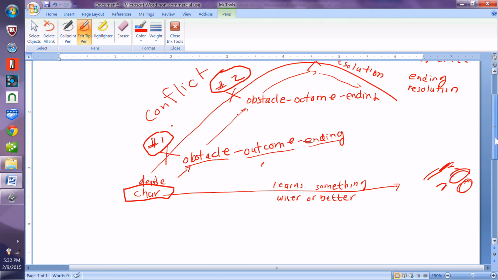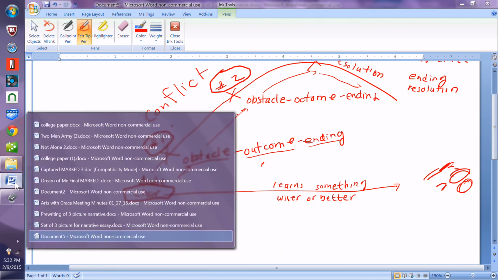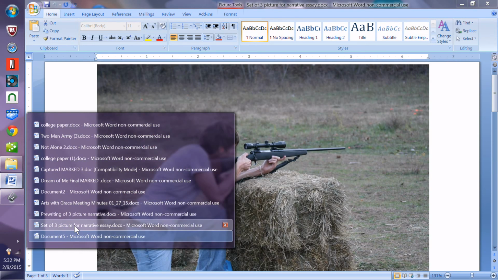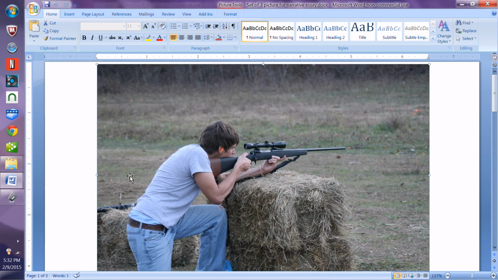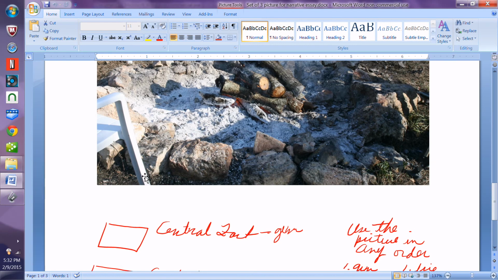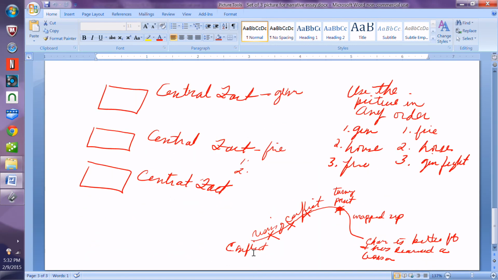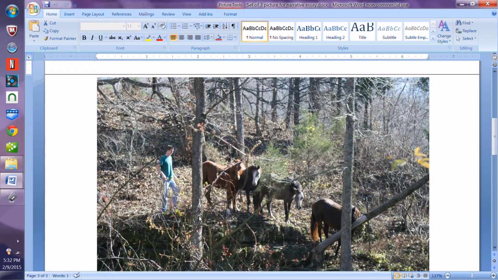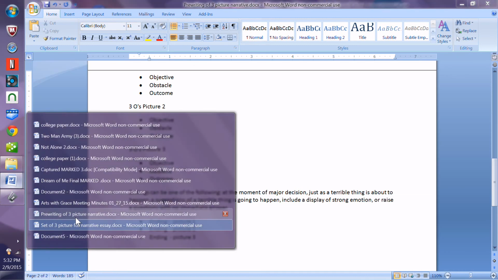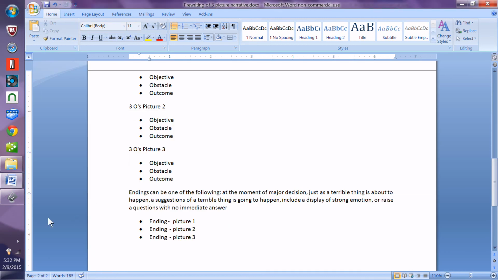Okay, so that is what you'll have. I'll send you the 3 pictures. Here are our pictures. So you have 3 central facts you can use. And down at the bottom here, it shows our rising conflict. Character is better off and has learned a lesson. And you'll have this pre-writing exercise. This is all that's due for this week.